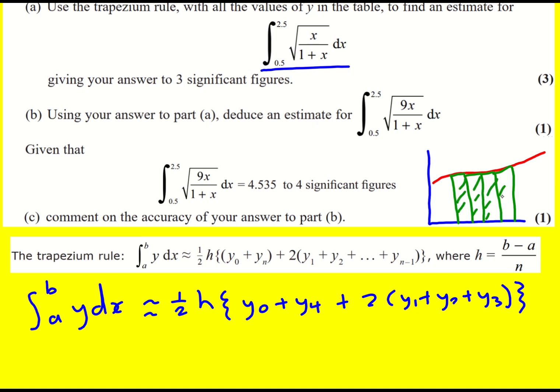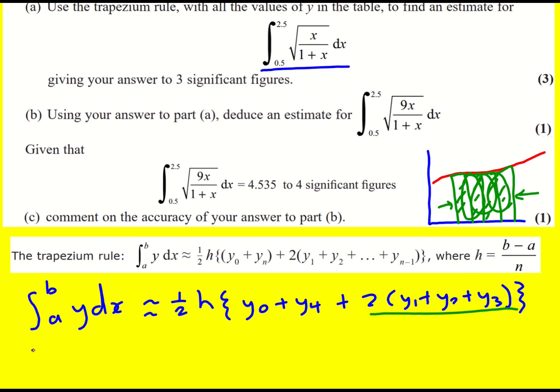And when you add up all these trapezia, you only include this side length and this side length once, that's the y0 and the y4, but when you add the trapezia up, you include these twice because they belong to 2 trapezia. So that's where this 2 comes from. It's a very quick explanation, but I just want to go back over the formula a little bit.